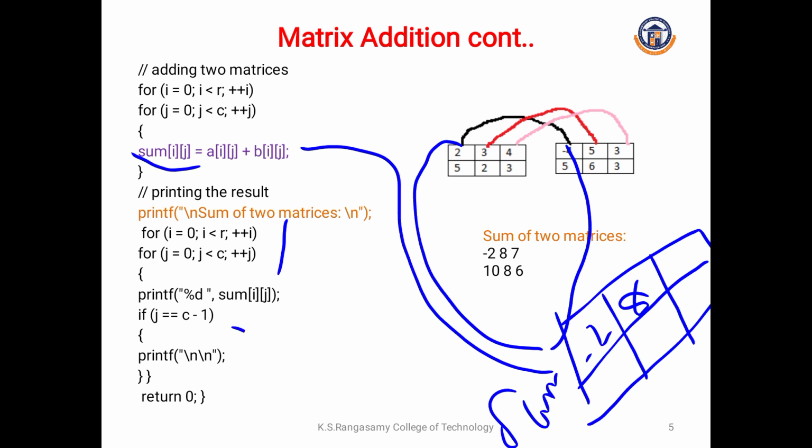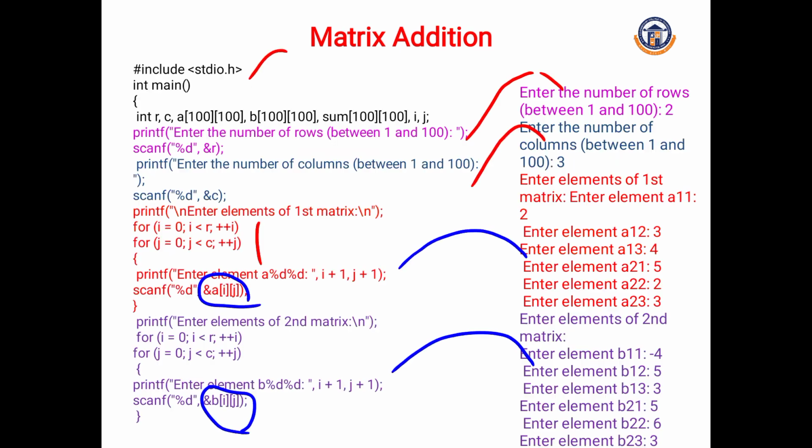So this j equal to C minus 1 represents that if the first row of this particular sum matrix has been calculated, it has to go down to the next row. So if this row is completed, printf makes it go to the next row. At the starting of this program, I have stated that my program will return an integer value. So I have mentioned it as int main here.